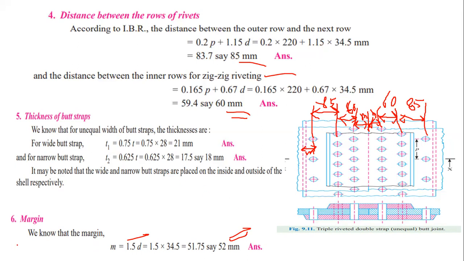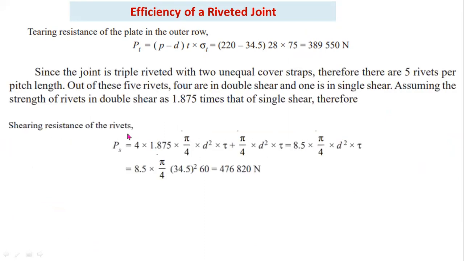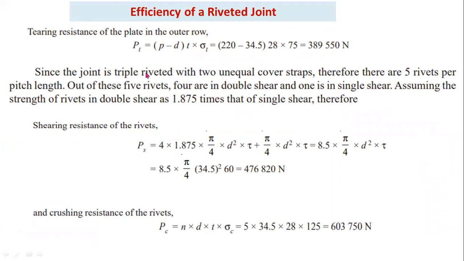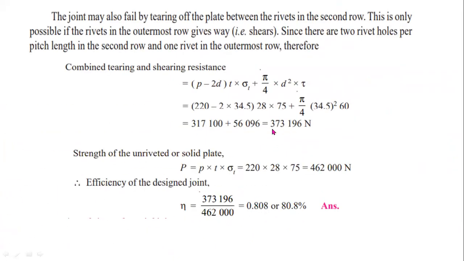Now coming to another design, that is the circumferential joint. Before going to the design of the circumferential joint, first you have to determine the efficiency of the longitudinal joint. For determining the efficiency of the joint, you have to determine PT, PS, and PC values. These are the tearing strength, shearing strength, and crushing strength. From these three values, you have to identify the least value. This is the strength of the riveted joint. Now this is the efficiency of the joint. Here P dash, this one is P dash.